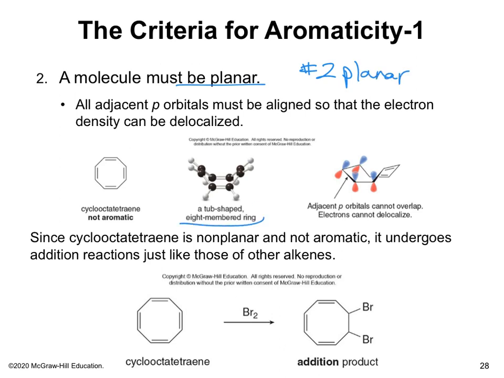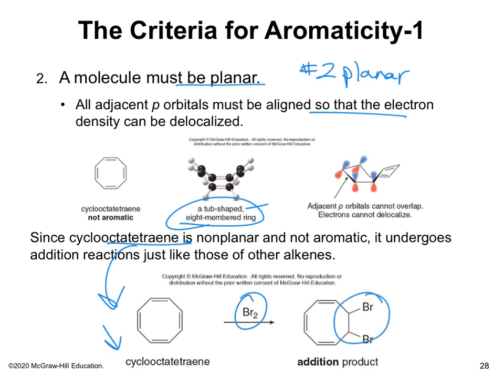Usually, if you get eight-membered rings, they take on a tub shape. So you'd have to actually look that up to know that it's not going to be planar. You wouldn't know otherwise. Scientists can take cyclooctatetraene and react it with liquid bromine, and you get your typical electrophilic addition reaction where bromine will add. You don't have to add a Lewis acid.